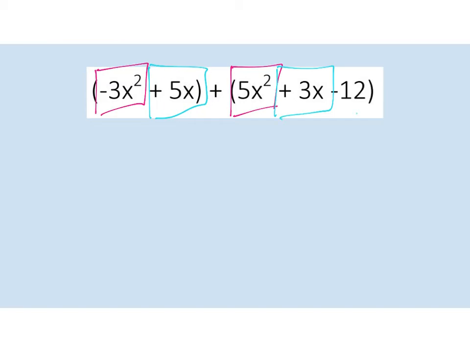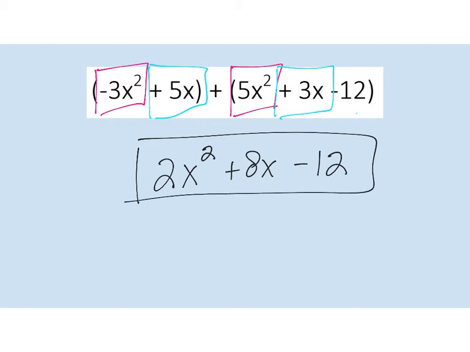So when I go to combine these, I have negative 3x squared plus 5x squared will give us a positive x squared. Then 5x plus 3x is a positive 8x, and then minus 12. This is as simplified as we can get, and it is in standard form. So typically, I'd start combining terms with the largest exponent first, and then work my way to the smallest, or to that constant.